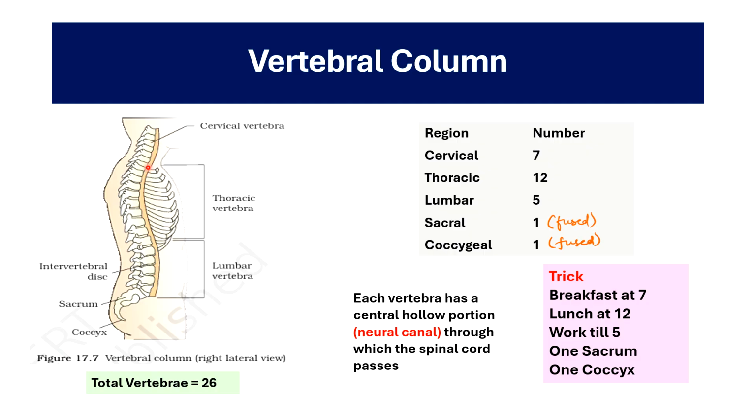In the central part, it has a neural canal through which the spinal cord passes. The main vertebrae are: in the neck region, the cervical vertebrae; in the upper back region, the thoracic vertebrae; in the middle, the lumbar vertebrae; and towards the hip, the sacrum and the coccyx. The numbers are 7 cervical vertebrae, 12 thoracic vertebrae, 5 lumbar vertebrae, 1 sacrum and 1 coccyx. Both the sacral and coccygeal vertebrae are fused.